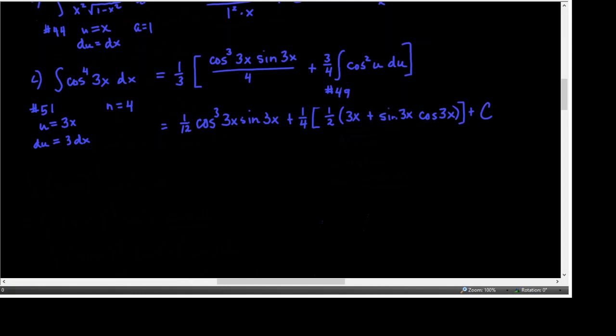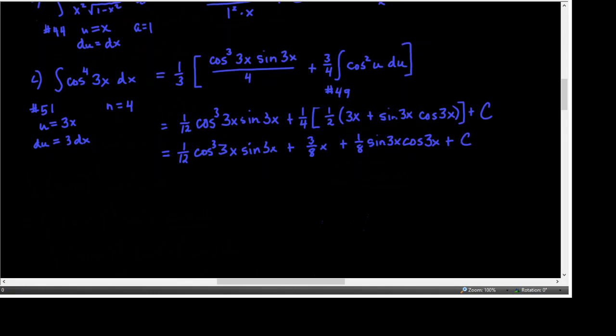So our final answer is 1/12 cosine cubed 3x sine of 3x plus 3/8 x plus 1/8 sine of 3x cosine of 3x plus c.